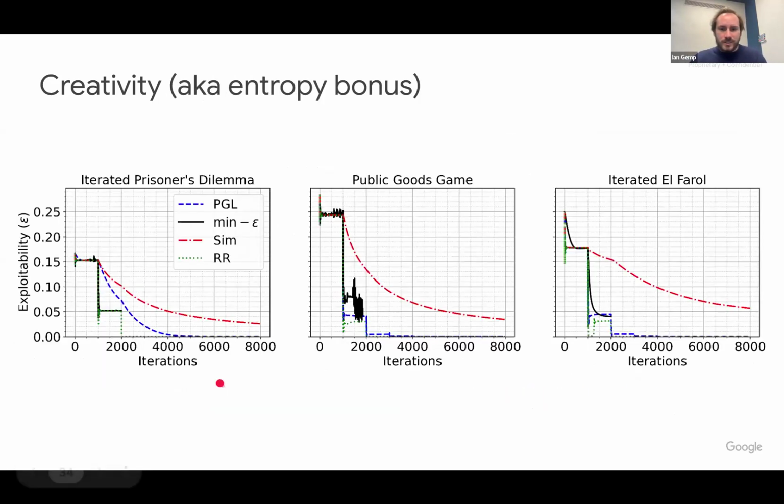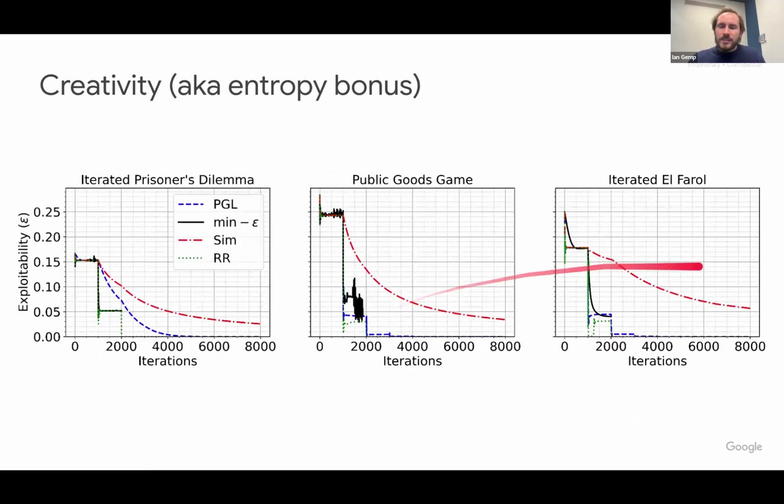So even though we see nice convergence of these green lines, in each case it's converging, or not in all of them, but in these two cases it's converging to boring policies. Actually, in the public goods game, it converges to zero contribution to the public pot.